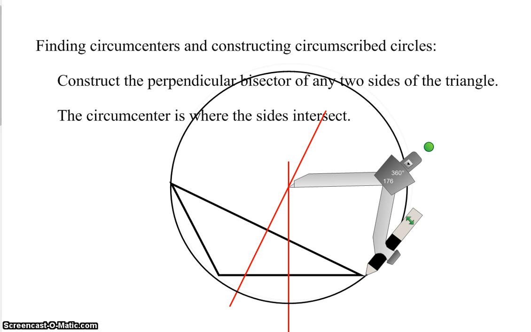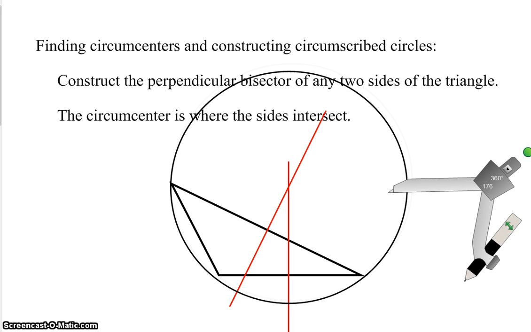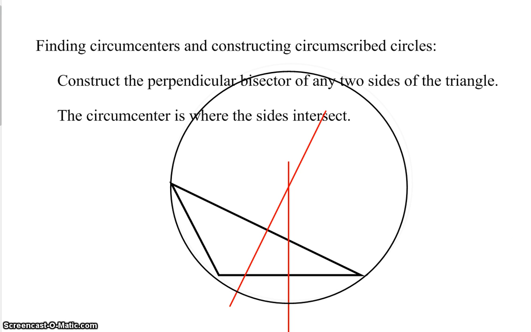The circle you have drawn should hit all 3 vertices of the triangle. If you're a little bit off, remember we're not exactly using precision instruments to do our constructions. In the real world, you may use the concept of the circumcenter to locate a manufacturing plant, so it's equally accessible to all of your stores.